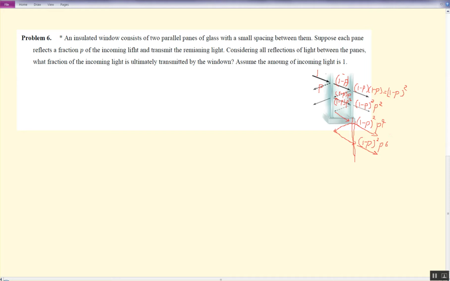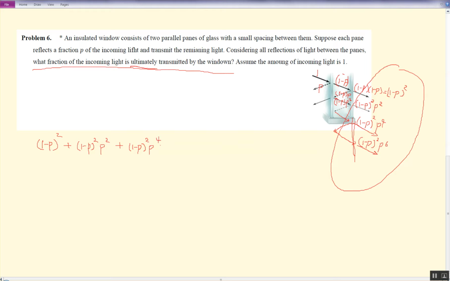So we want to find ultimately what fraction of the incoming light is transmitted by the window. Put it another way, we want to add all of those that are transmitted, which means we want to add all these together. So (1 minus p) squared plus (1 minus p) squared times p squared plus (1 minus p) squared times p to the power 4, plus, and so on and so forth.